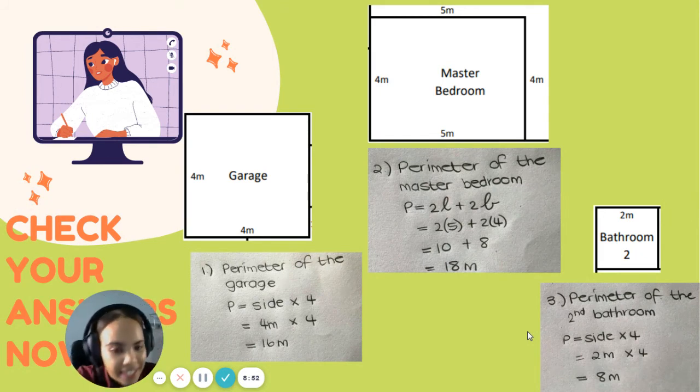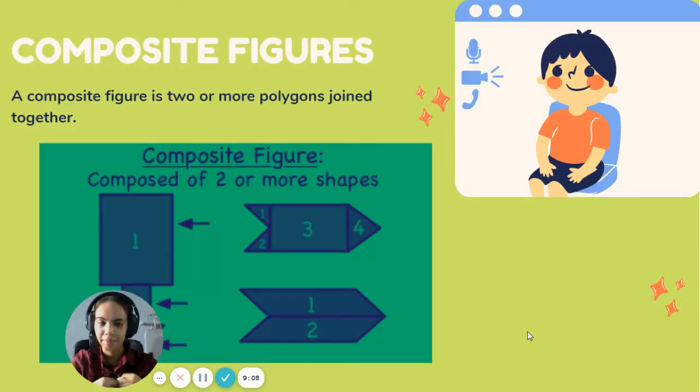If you got 18 meters for question 2, you're perfectly fine. And for question number 3, if you got 8 meters, you got everything correct. That's beautiful. That's perfect. Okay, let's look at composite figures now.